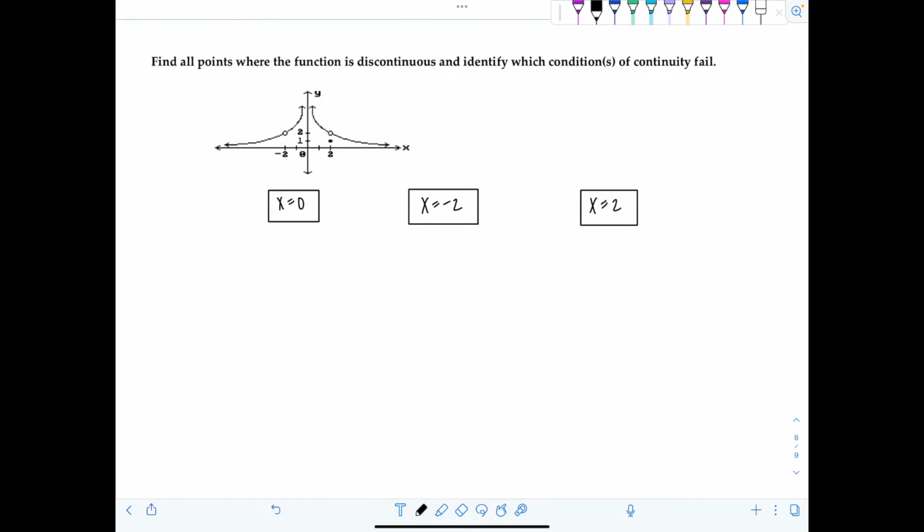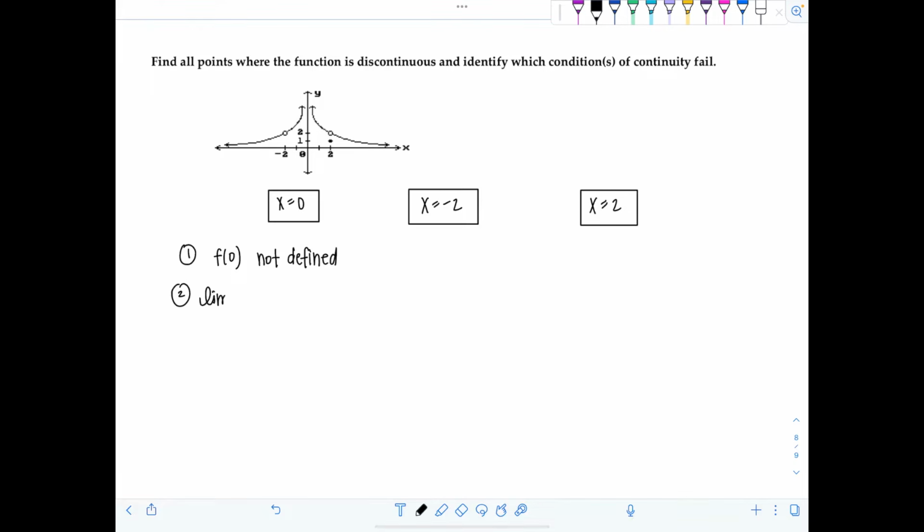So at x equals 0, the first condition is that f of a, in this case f of 0, needs to be defined. The function is not defined at x equals 0. I know there's a vertical asymptote there, but you could still define it to be some random point like we saw earlier. They didn't do that. So f of 0 is not defined. So condition 1 fails.